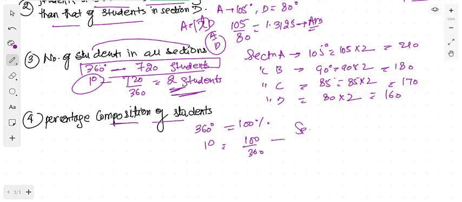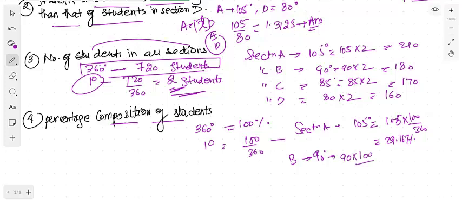Okay, section A has 105 degrees. If you need to convert 105 degrees into percentage, it will be 105 into 100 by 360, which is equal to 29.167%. Similarly, for section B it will be 90 degrees, so 90 into 100 by 360, which is equal to 25%. For C, it will be 85 into 100 by 360, and for D, it will be 80 into 100 by 360.